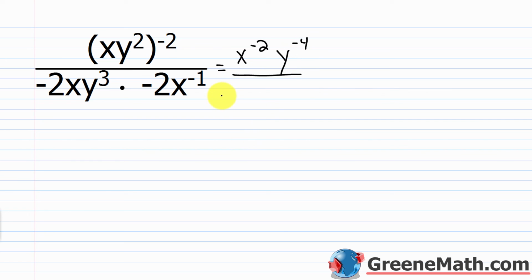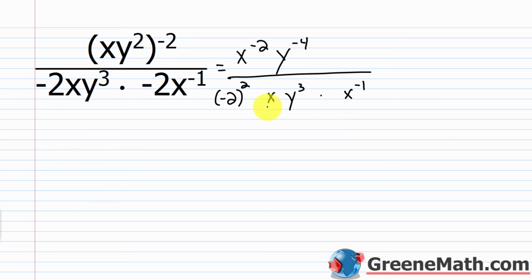In the denominator, I have a negative 2, I have an x, I have a y cubed, and I'm multiplying this by another negative 2 and an x raised to the power of negative 1. Now, before I simplify any further between numerator and denominator, let me simplify this denominator. Negative 2 times negative 2 is 4, or if you want to keep with the spirit of exponents, I could write negative 2 inside of parentheses squared. Then I have x y cubed, and we're multiplying this by x raised to the power of negative 1.